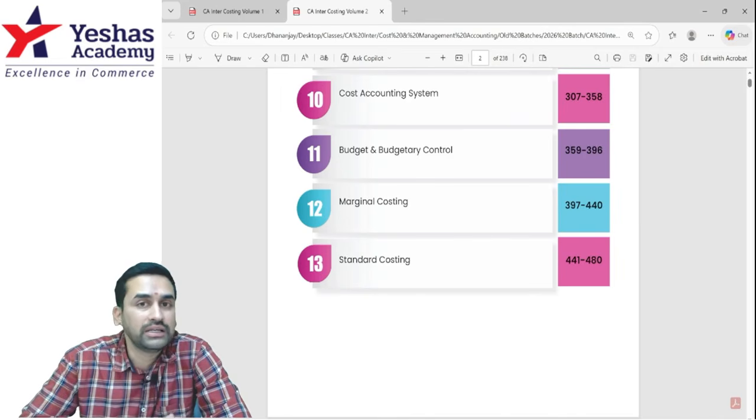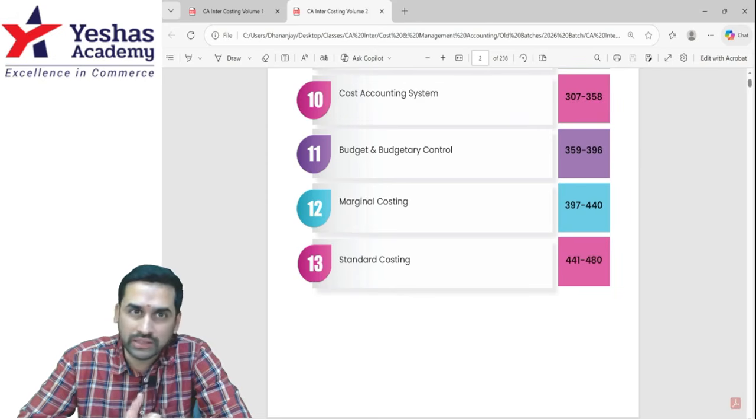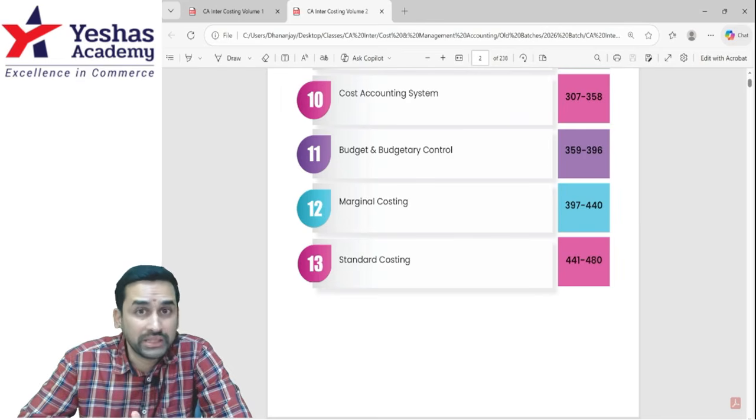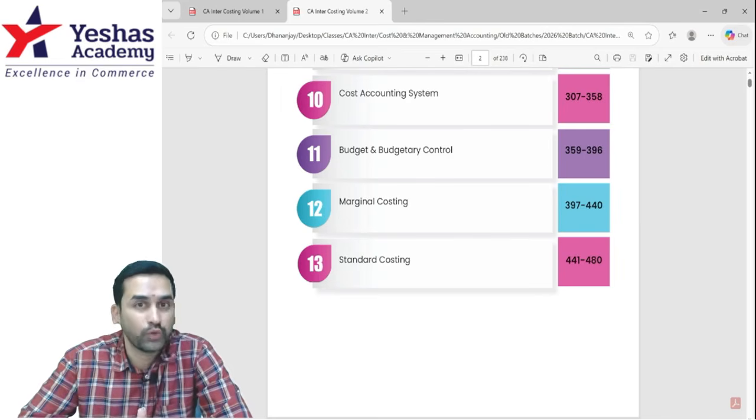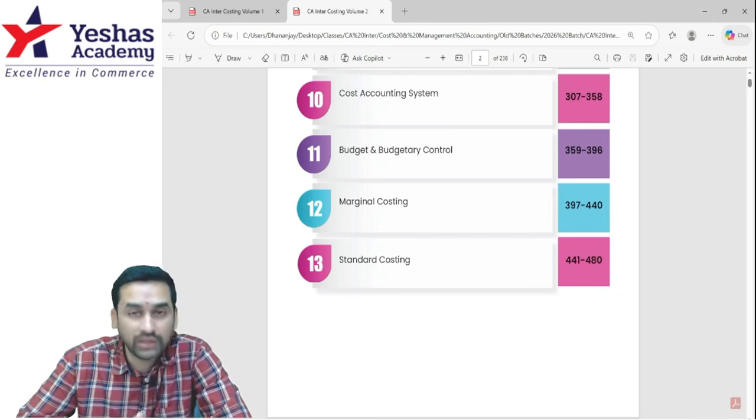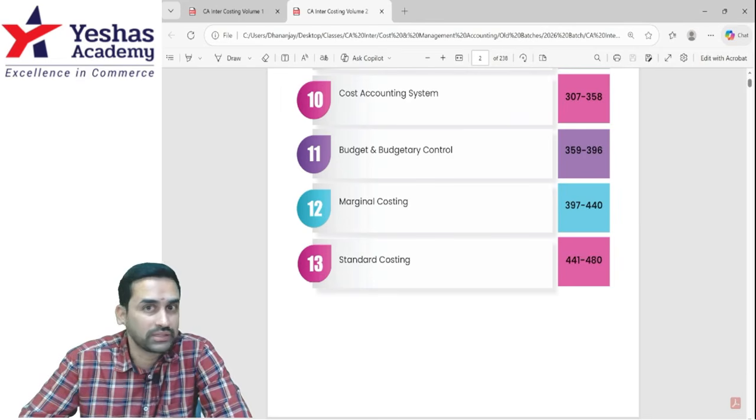In budget, theory is as important as practical sums. Please revise all theories without fail. There is activity based budgeting, there is performance based budgeting, there is zero based budgeting, there is budget versus forecast, there is fixed budget versus flexible budget, there is budget manual, there is master budget and functional budget.